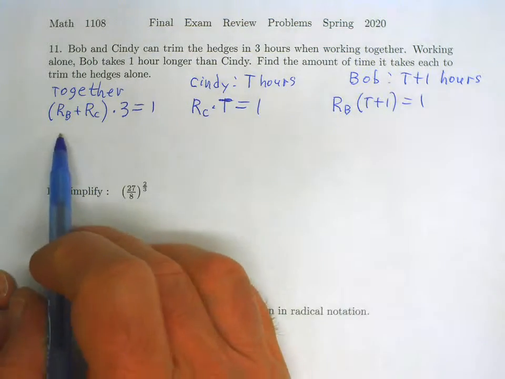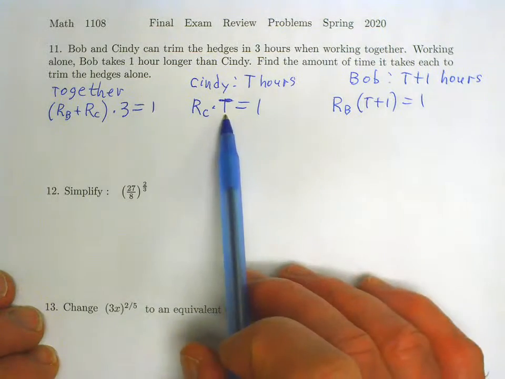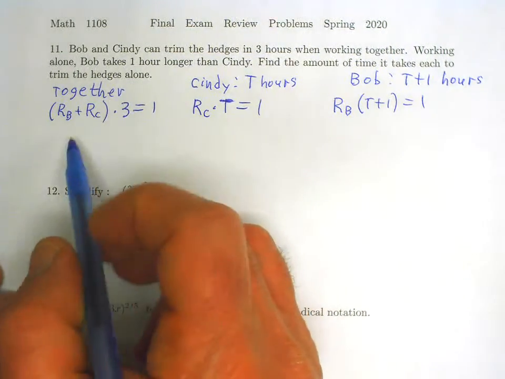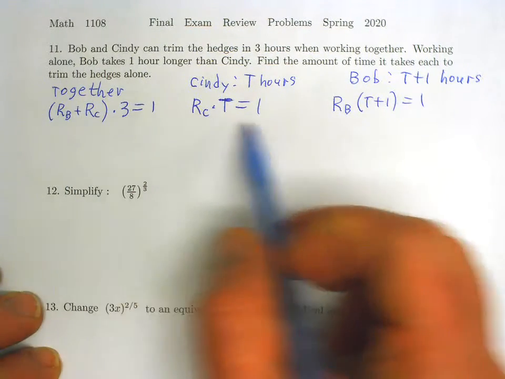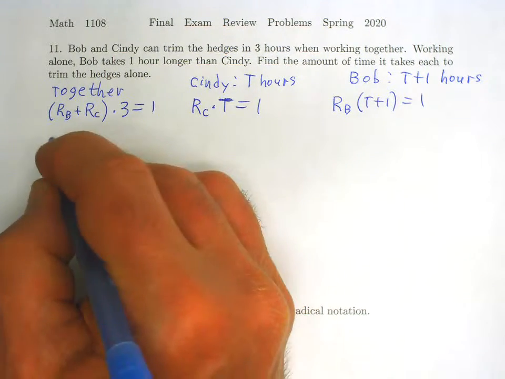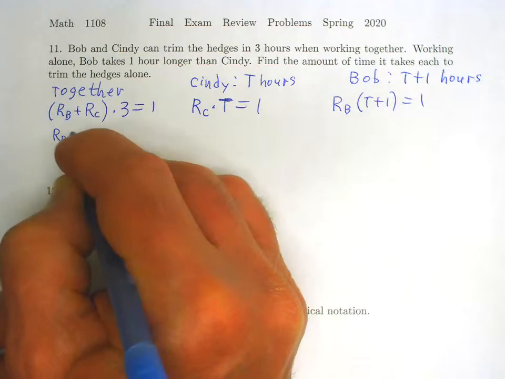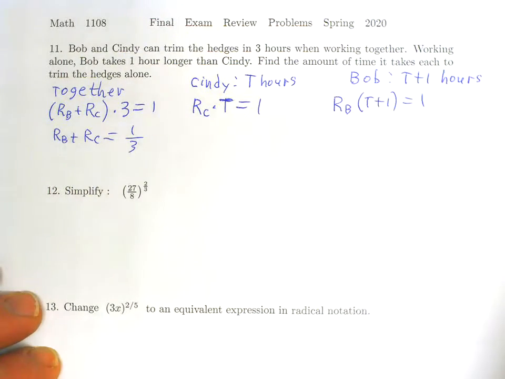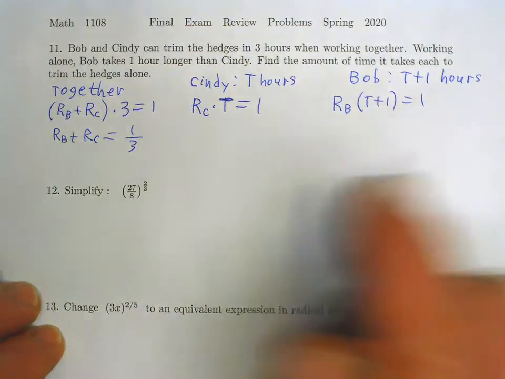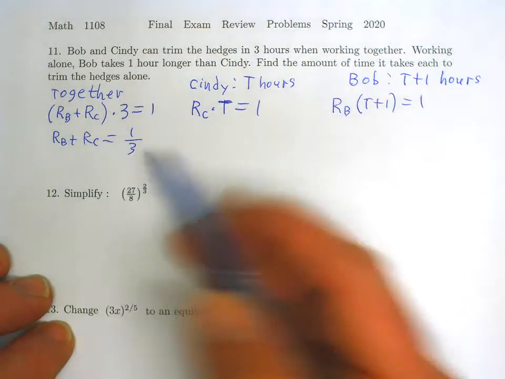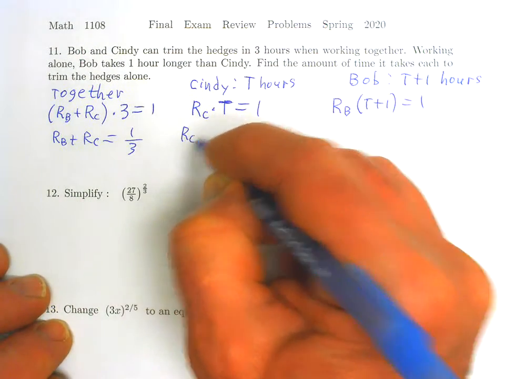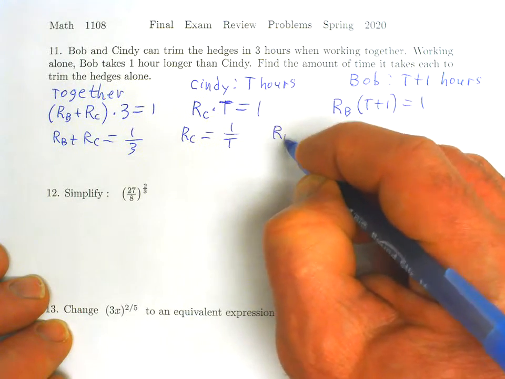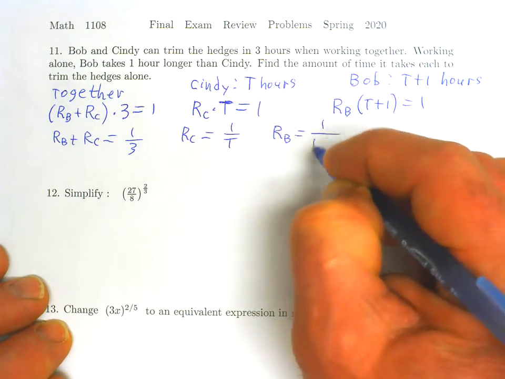Okay, so what we want is an equation whose only variable is t. So we solve each of the equations for the rates. Bob's rate plus Cindy's rate is 1/3. They can trim 1/3 of the hedges per hour. Cindy's rate is 1 over t. Bob's rate is 1 over t plus 1.